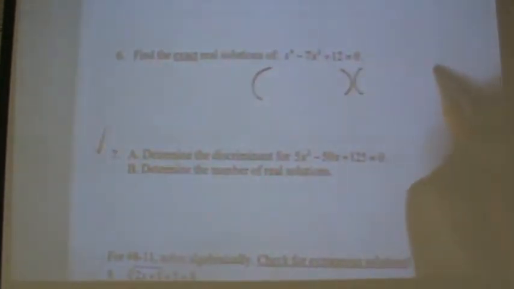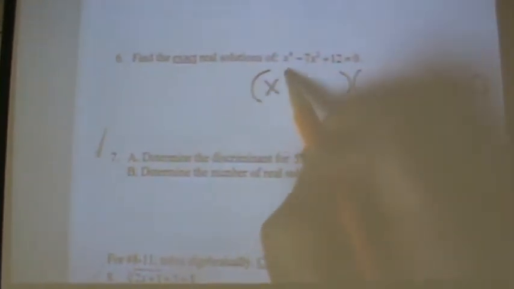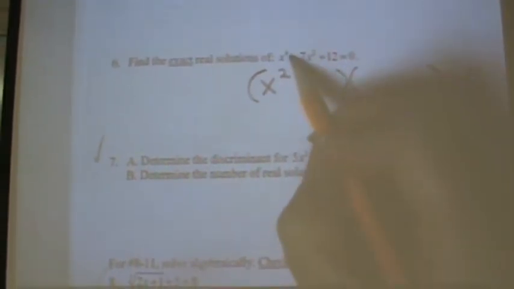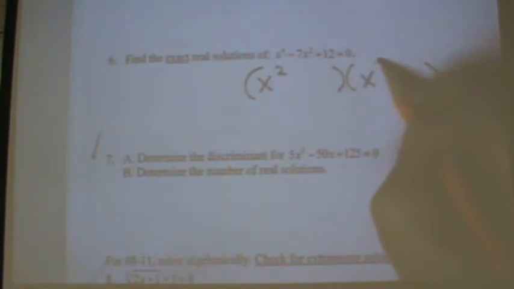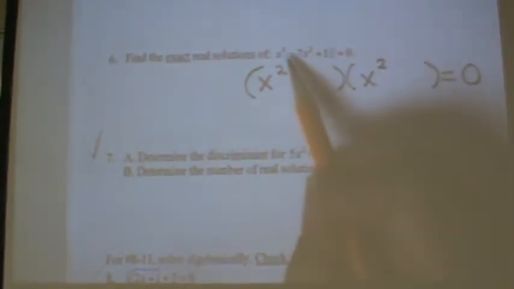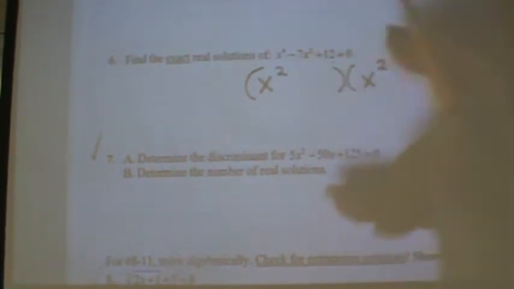Number 6. This is not a quadratic problem, but it's in quadratic form. It's a quartic problem. So x squared. So yeah, you're going to factor this. It's an x to the 4th problem, so you got to know how to do this. This is on your exam. X to the 4th, there's up to 4 answers. So x squared times x squared. Now what two numbers multiply to give you 12 but add to be negative 7?